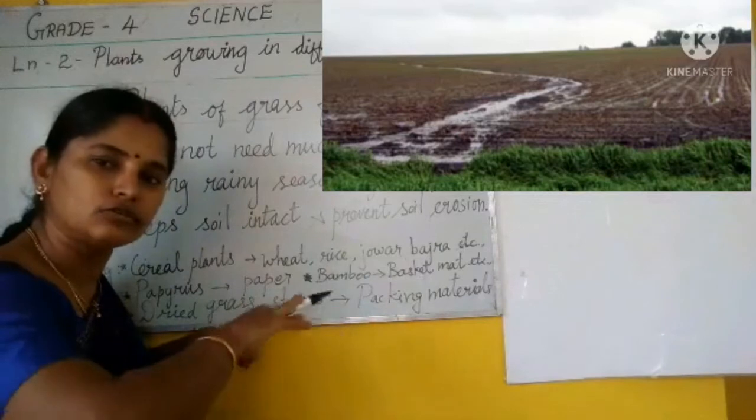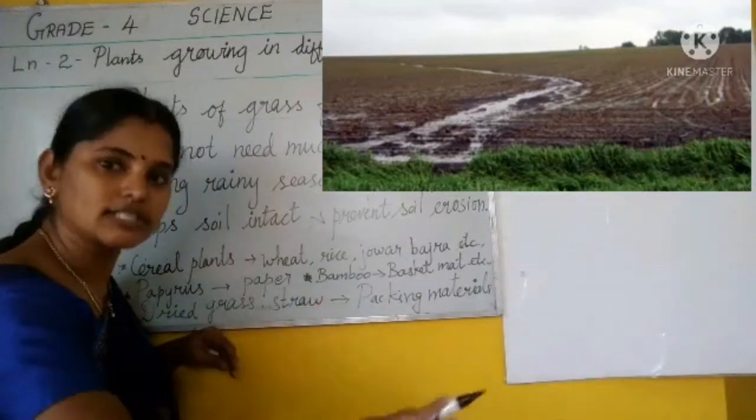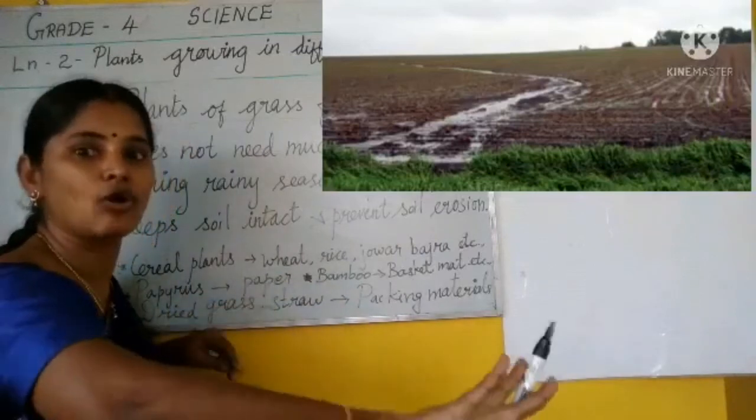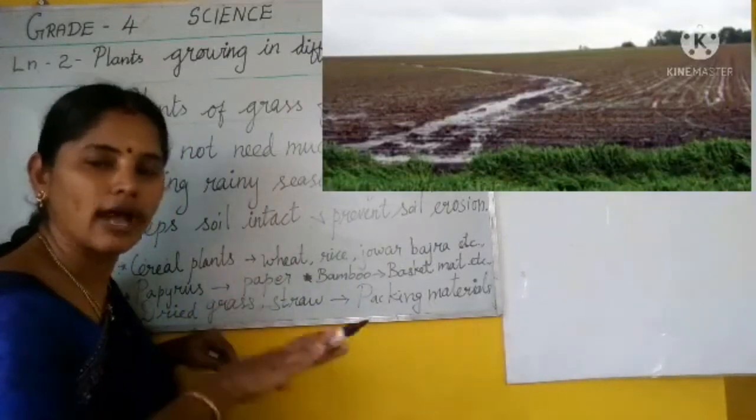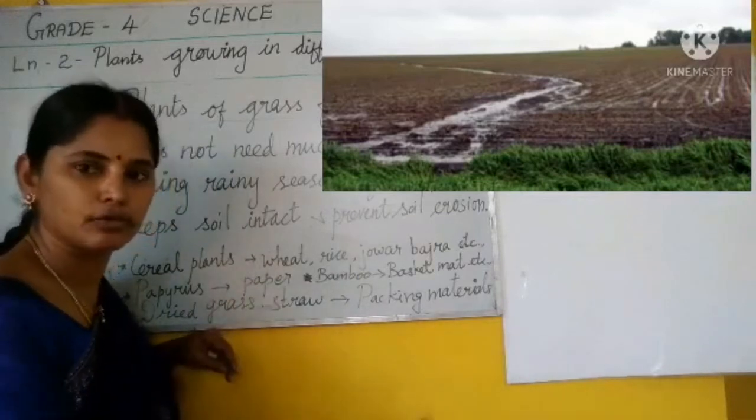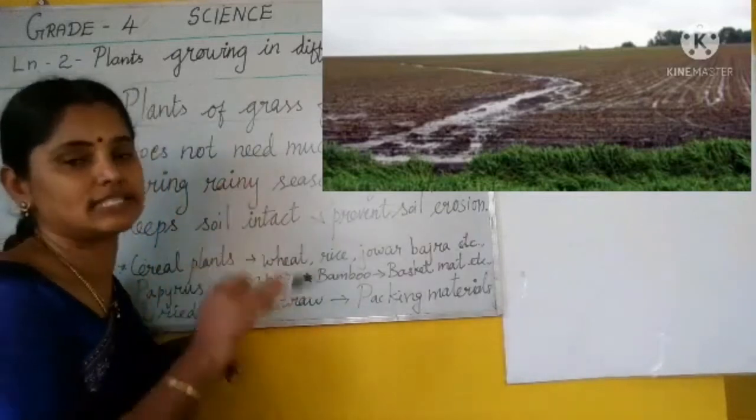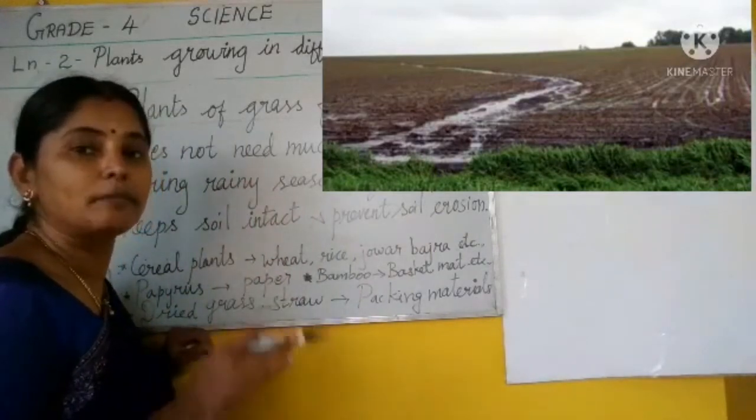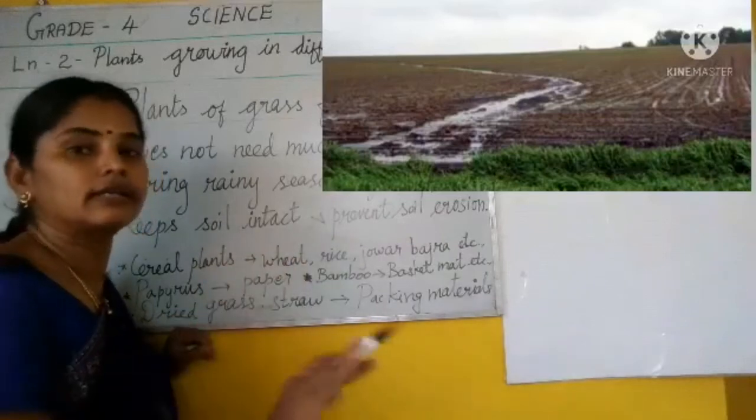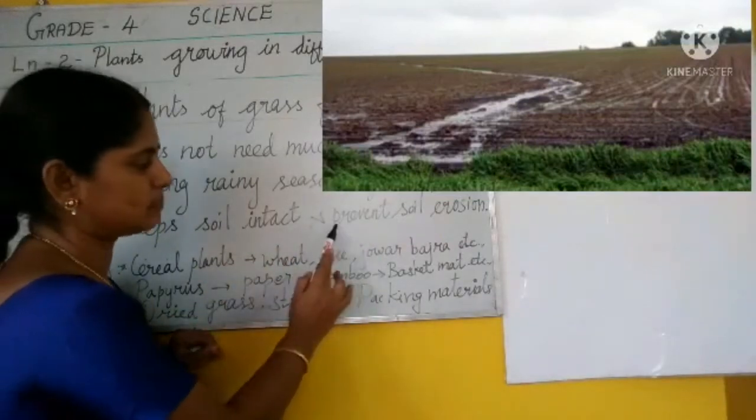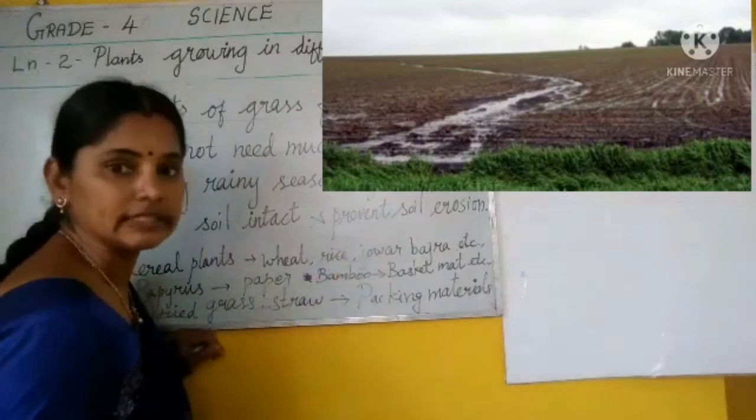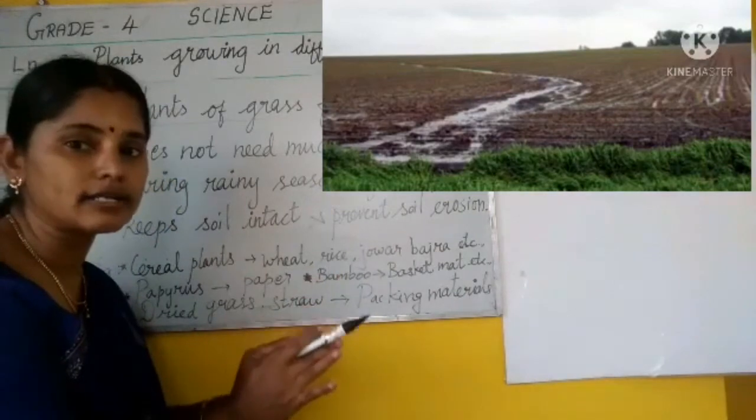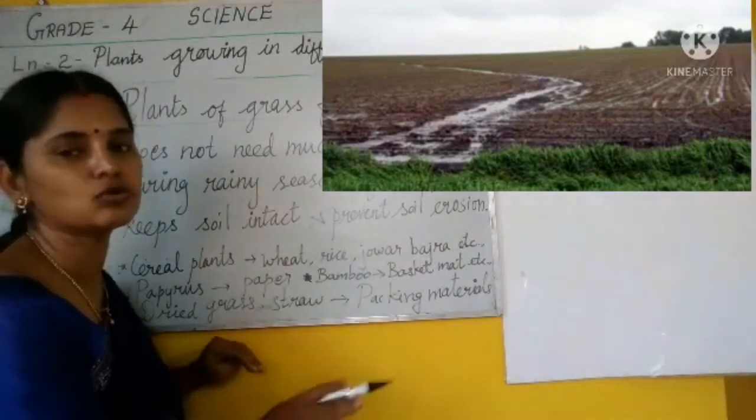Have you ever seen, during rainy time, in our street and in our school playground, the soil eroded along with the rainwater? Have you seen the soil being washed away like that? So it prevents. Who prevents? The grass. Prevents means what? Thadukkiradhu. Prevents, P-R-E-V-E-N-T. Prevents means it stops the soil from eroding. Prevent the soil erosion.